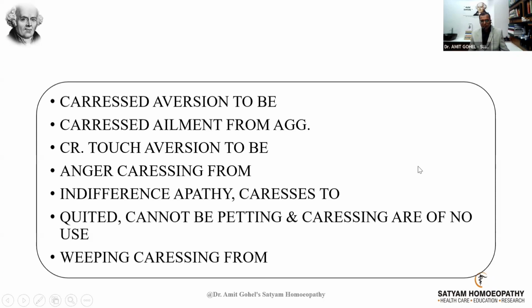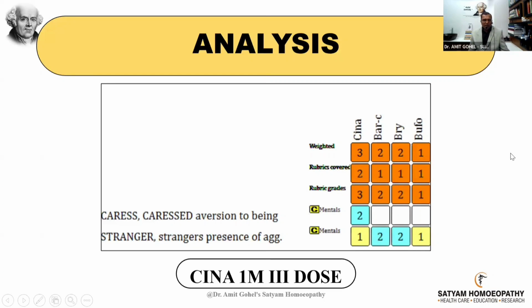Absolutely angry personality. So the rubrics, the things which I took, is what happened. First and foremost, the presence of stranger. He went to social functions, so all are strangers for the child. So presence of stranger aggravates the child. That was the one thing.